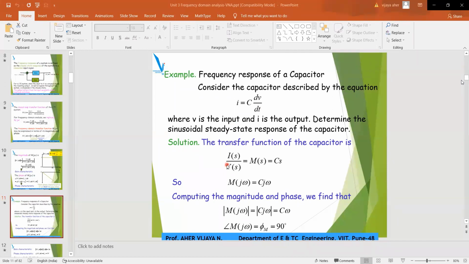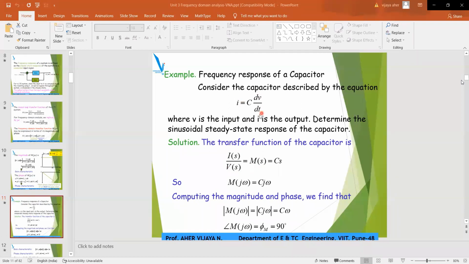Transfer function is nothing but the ratio of output to input, the Laplace of output to the Laplace of input. In our case, output is current, so I have taken I of S, and input is voltage, so I have taken V of S. I of S divided by V of S is the transfer function of the capacitor. In frequency domain analysis, this transfer function is denoted by the letter M, so it is M of S.